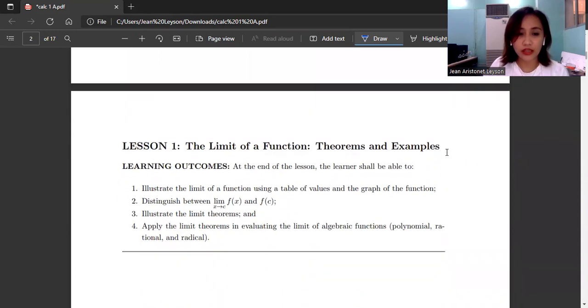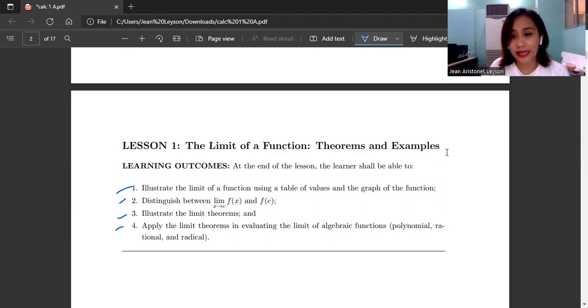Let's proceed with the learning outcomes or the objectives. So at the end of the lesson, the learner, or you, will be able to illustrate the limit of a function using a table of values and a graph of the function. Distinguish between the limit of f of x as x approaches c and f of c. Illustrate the limit theorems and apply the limit theorems in evaluating the limit of algebraic functions: polynomial, rational, and radical.